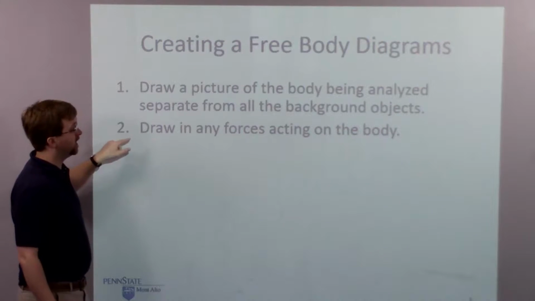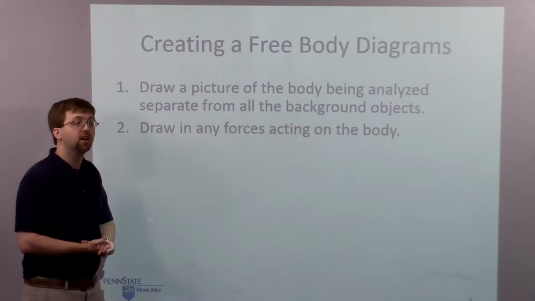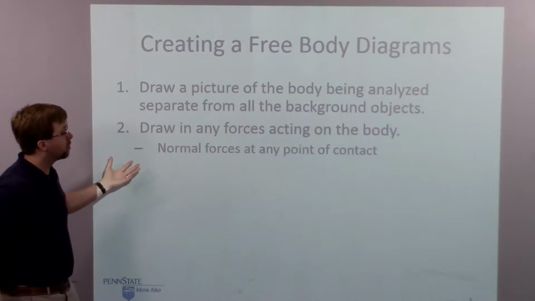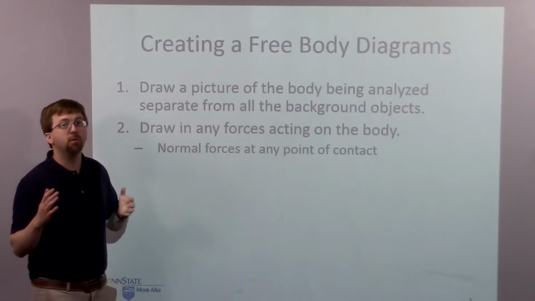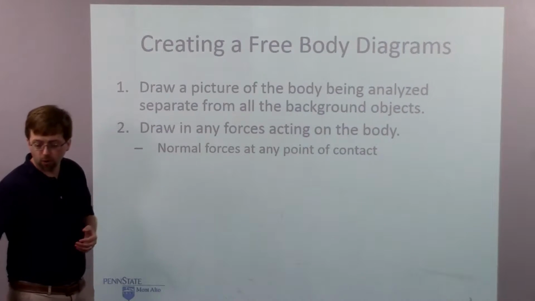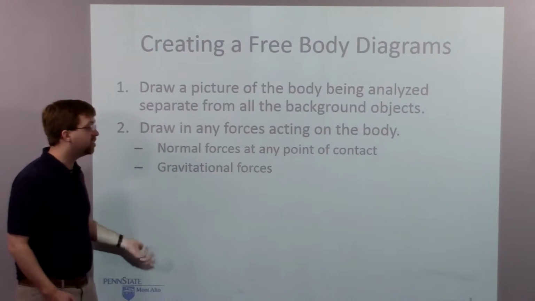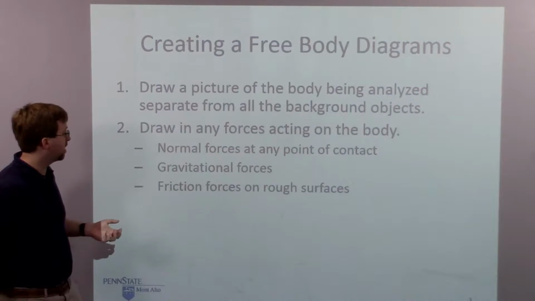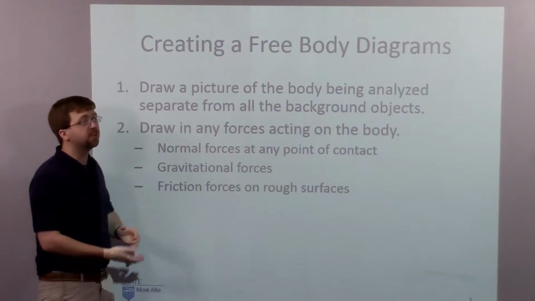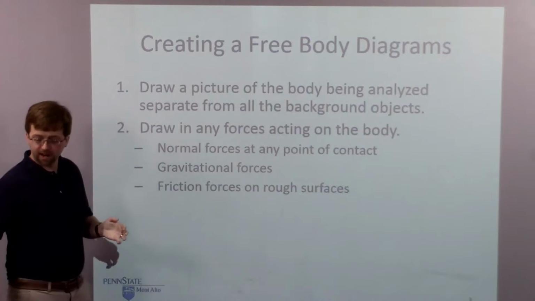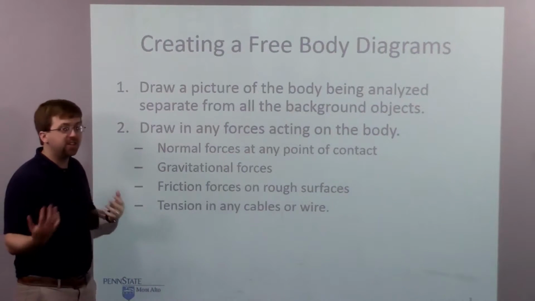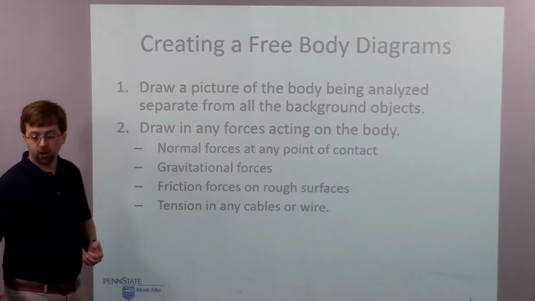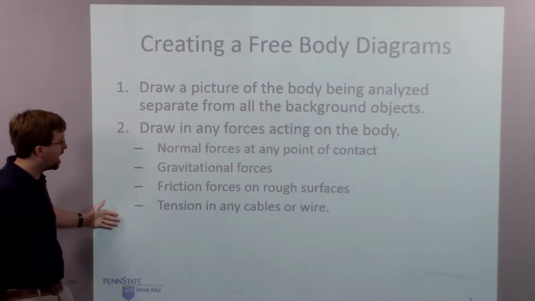Next, we're going to draw in any forces acting on the body. So there's lots of different types of forces we can have. We can have normal forces, and we're going to have that anywhere the body was contacting something else. We're going to have gravitational forces. If the body has some weight, it's going to have a gravitational force acting on it. It's going to have friction forces for any rough surfaces that it's in contact with. It's going to have tension in any cables or wires that we got rid of when we freed our body. So all of these are pretty common.